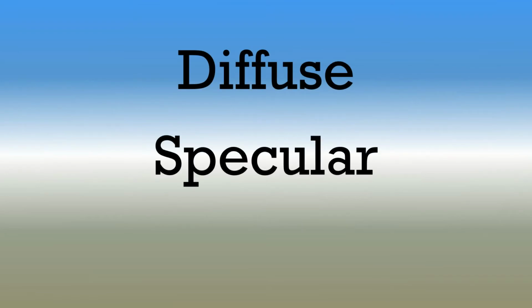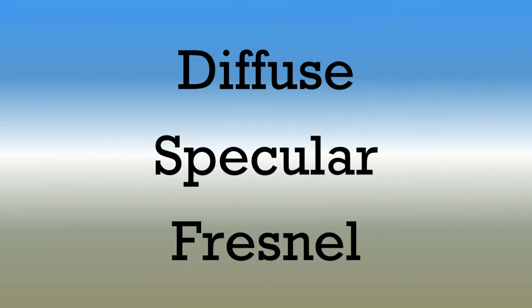When I try to visualize an object, it helps me to think in terms of three types of reflections: diffuse reflections, specular reflections, and Fresnel reflections. We'll take a look at each one of them in turn.